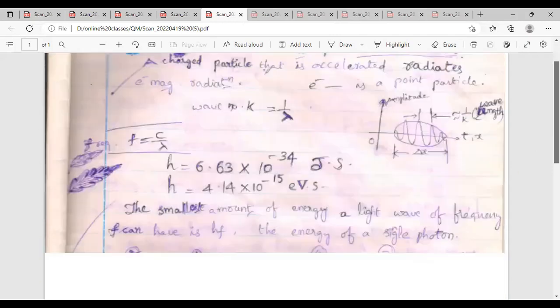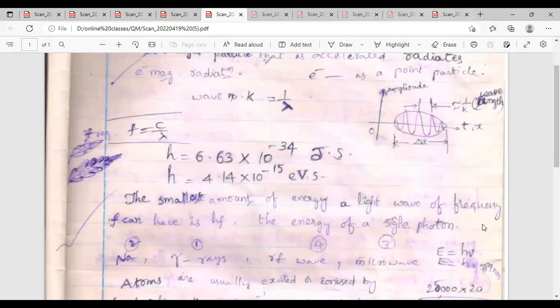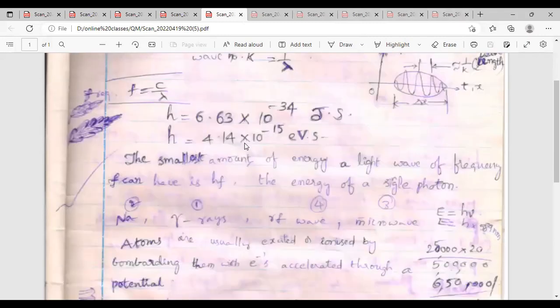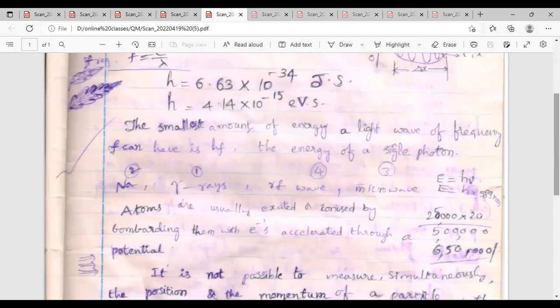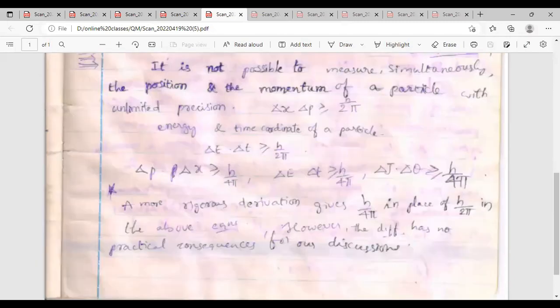h is equal to 6.63 into 10 power minus 34 joule second. h, in terms of electron volts, we write as 4.14 into 10 power minus 15 electron volt second. The smallest amount of energy a light wave of frequency f can have is hf, the energy of a single photon.